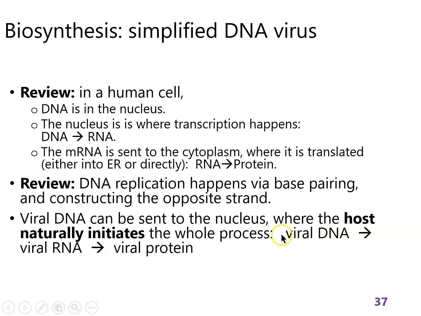The host will take that viral DNA and transcribe it to make viral RNA. And then that viral RNA will be pushed out of the nucleus to the cytoplasm, where it will be translated to be viral protein. Okay, that's the natural way we handle all this in our cells. The only difference is now we're doing it with viral DNA and viral genes and making viral proteins. So that's what a simplified DNA virus could do. The simplest case of a DNA virus is one that just pretends it's host DNA.